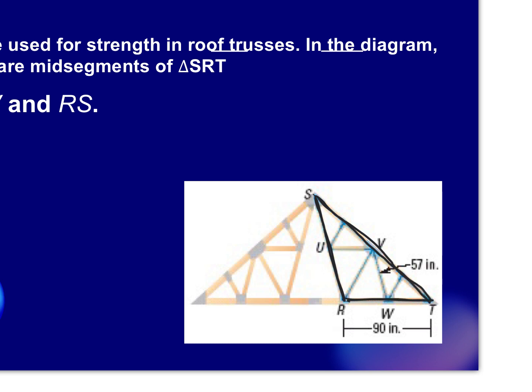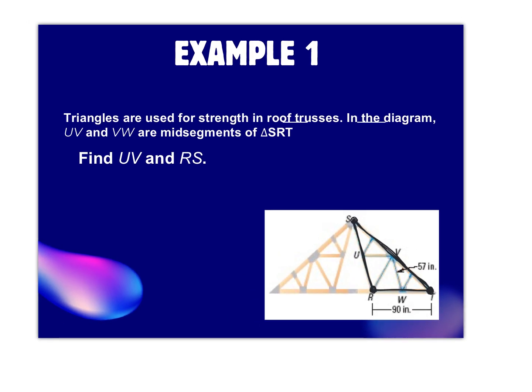Okay? And this large triangle has vertices S, R, and T. And it says, first of all, that UV is a midsegment of the triangle. So I'm going to start with UV. I'm going to focus on one midsegment at a time. So this midsegment here, that means, obviously, that it starts at the midpoint of SR and the midpoint of ST.